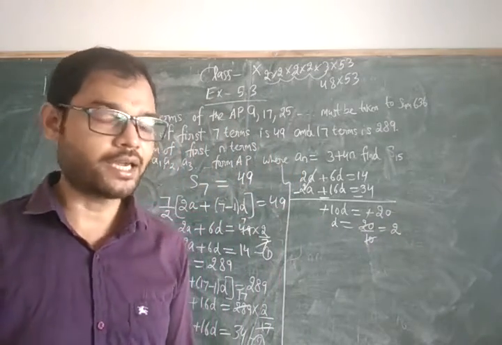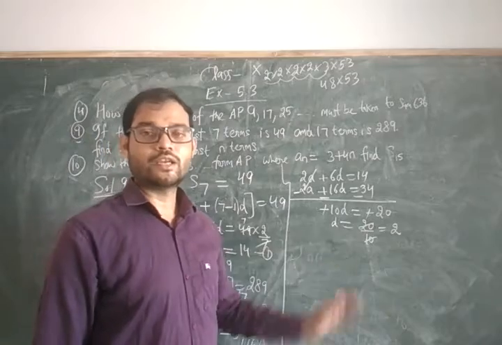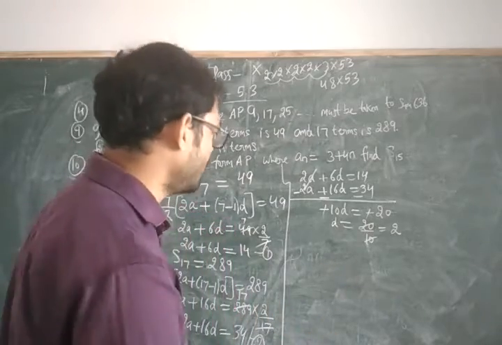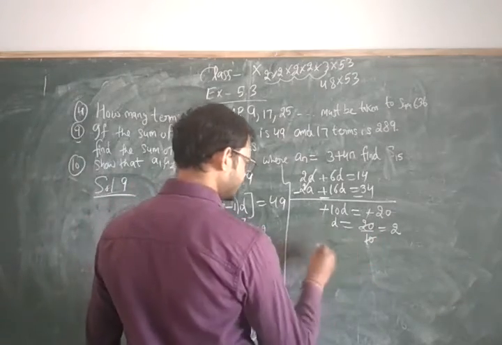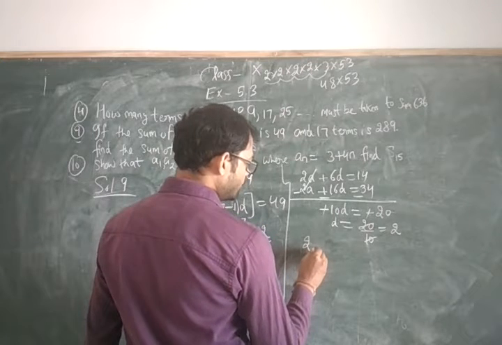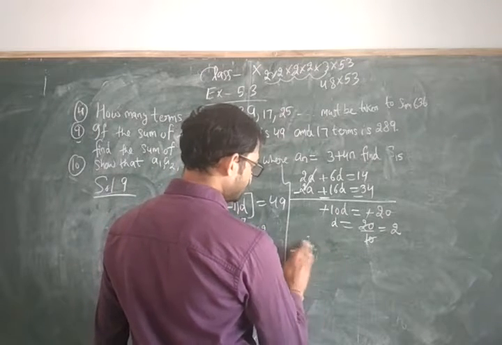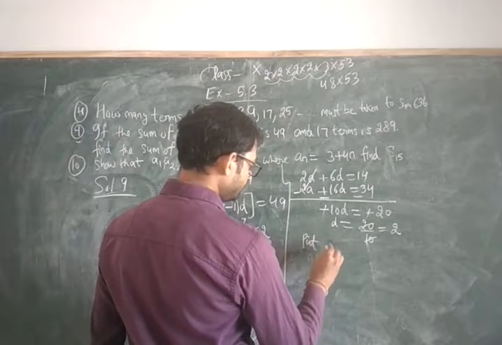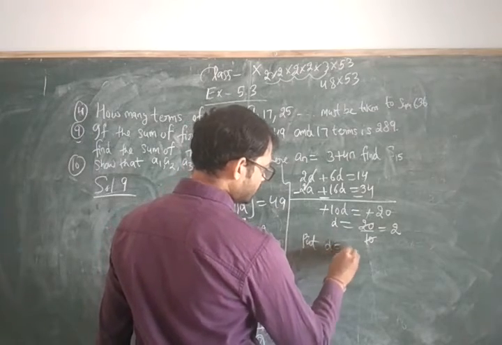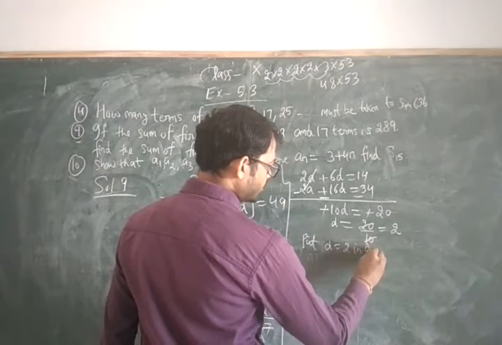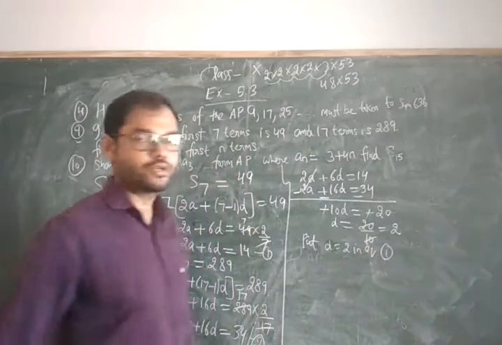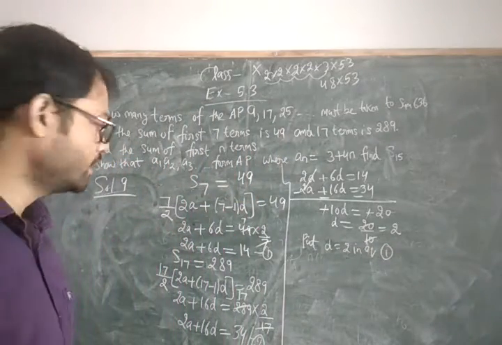आपके पास d आ गया है, and after getting d you can also find a. आप d की वैल्यू पुट कर दीजिए, 2a, d is equal to 2 in equation first. आप फर्स्ट पे पुट कर सकते हैं जो भी आपने d की वैल्यू फाइंड की है.